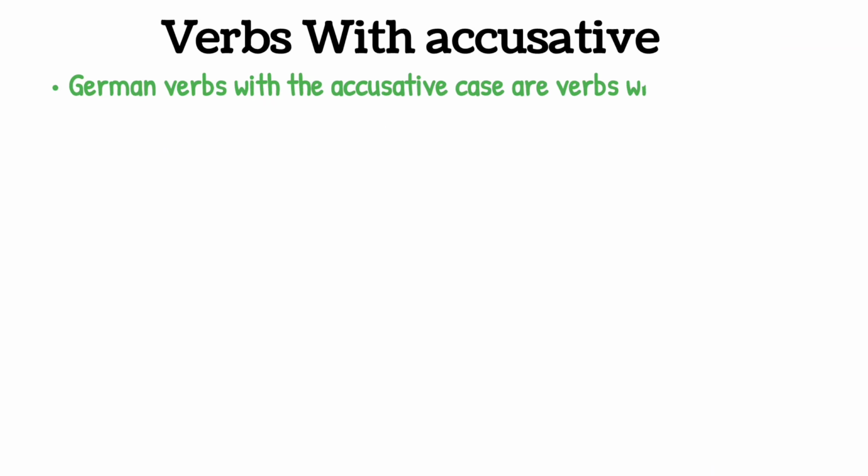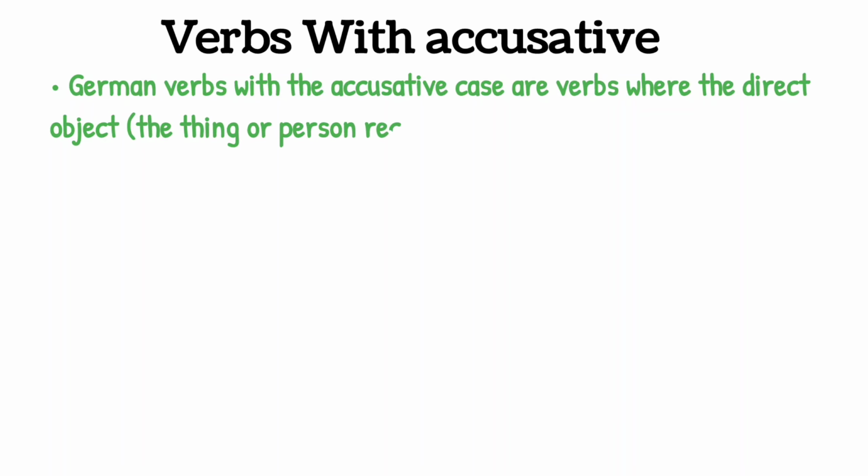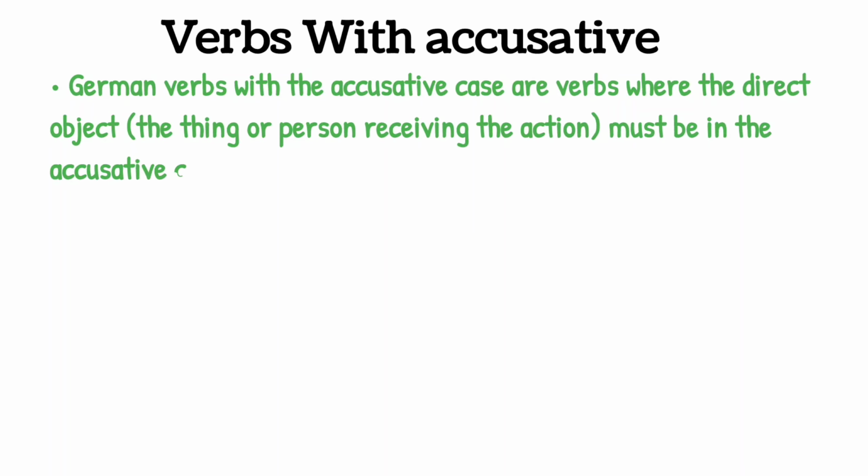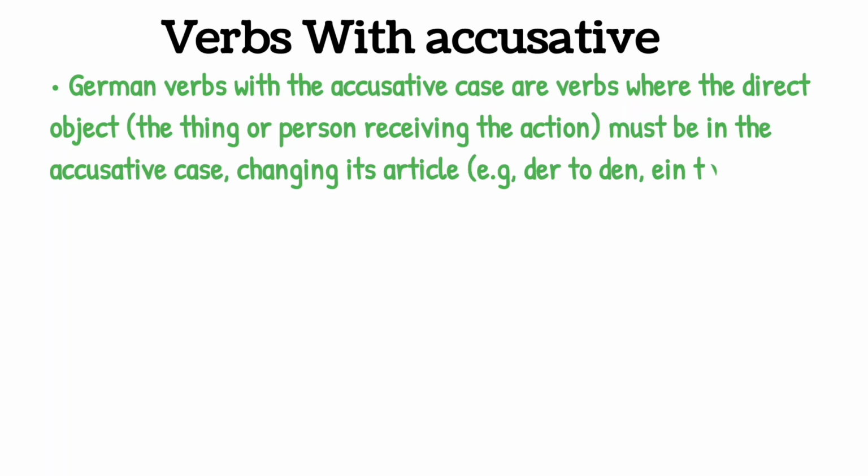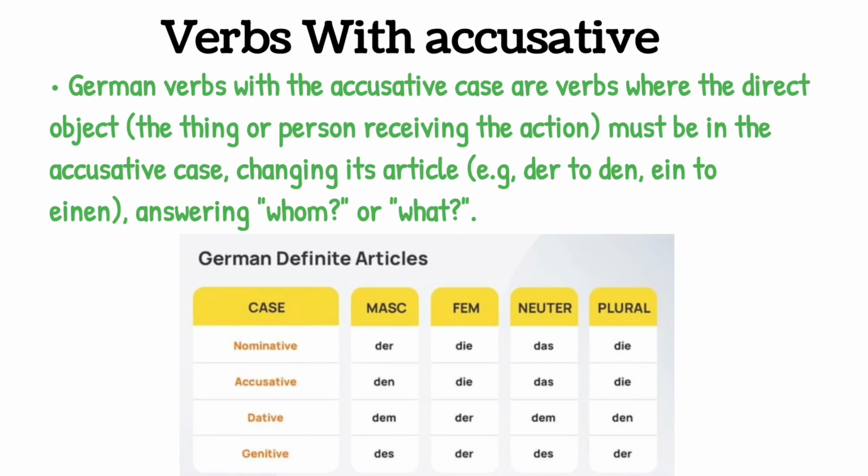German verbs with the accusative case are verbs where the direct object must be in the accusative case, changing its article. Der to den. Ein to einen. In this video you will learn only about the accusative case. Here is the table of German definite articles which you have already studied in A1 level. So let's study them a little more closely.